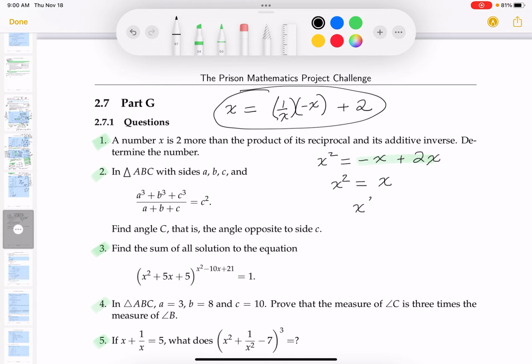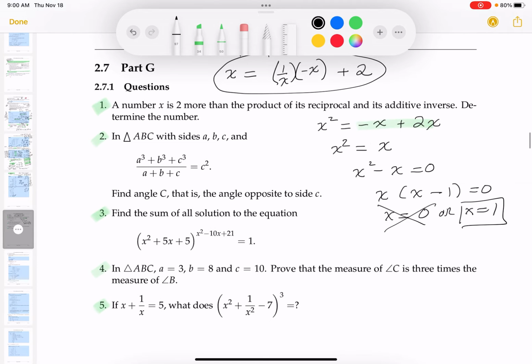What do you get? x squared minus x equals 0. And then I get x times x minus 1 equals 0. x would equal 0. This is the zero product rule. Or x would equal 1. I know it can't be 0 because that has no reciprocal. And this is the answer. So again, the answer key is correct.